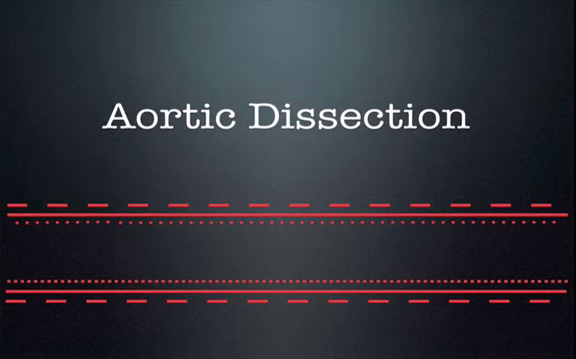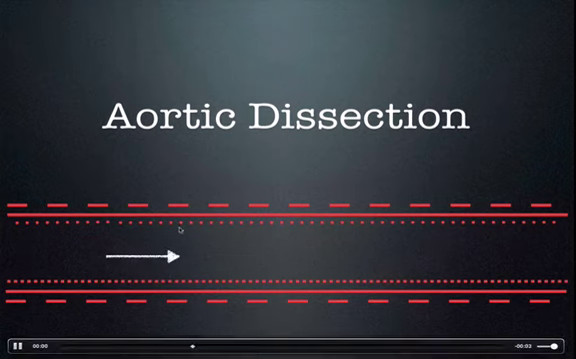Okay, now we're going to transition from aortic aneurysm to aortic dissection. Now, over the years doing this, I've noticed that people often use aortic dissection and aortic aneurysm interchangeably. Now, aortic dissection can certainly coexist with aortic aneurysm, but understand they are not the same thing. So let's illustrate that now.